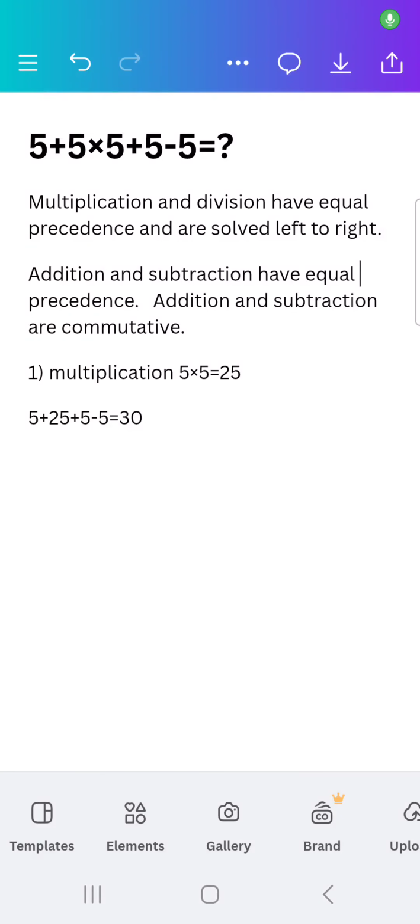Simple one here, a mixed operations problem with multiplication. We've got multiplication, addition, subtraction. It's 5 plus 5 times 5 plus 5 minus 5 equals what?